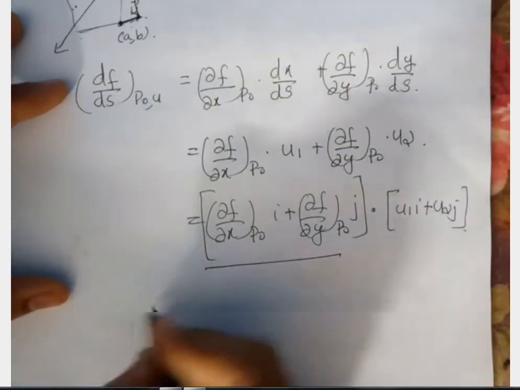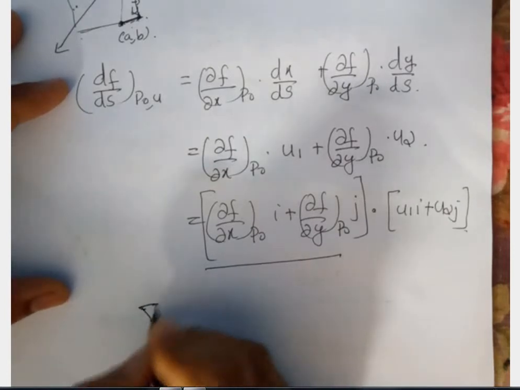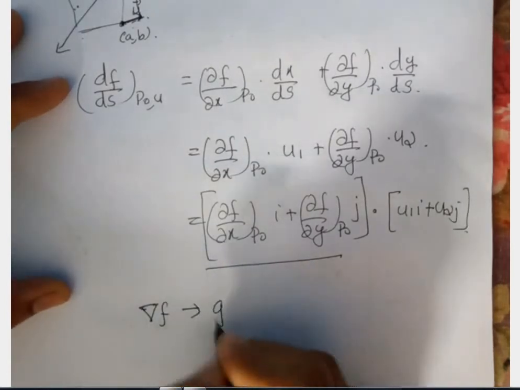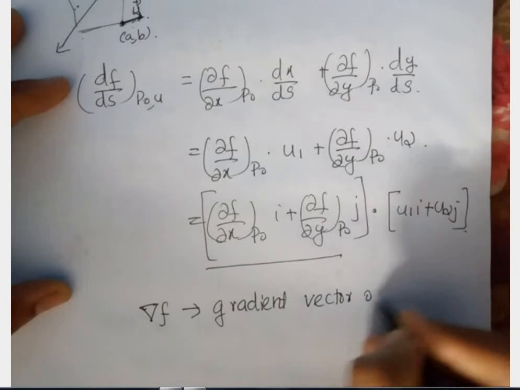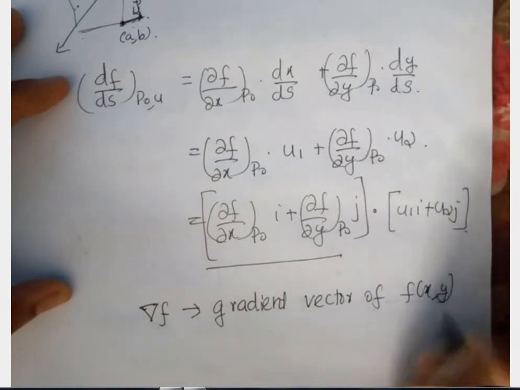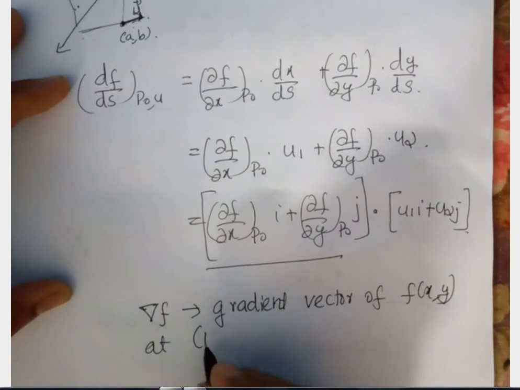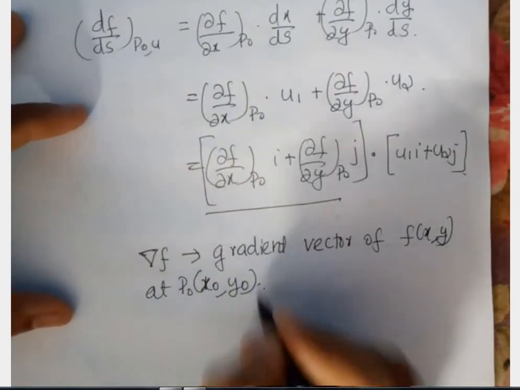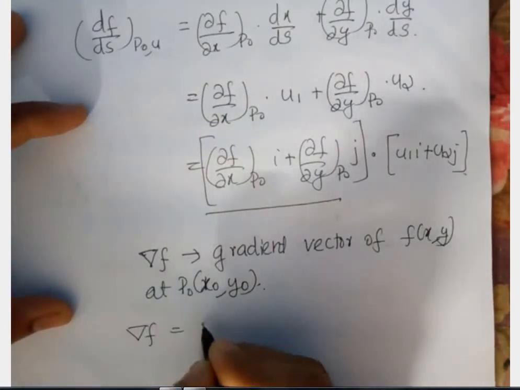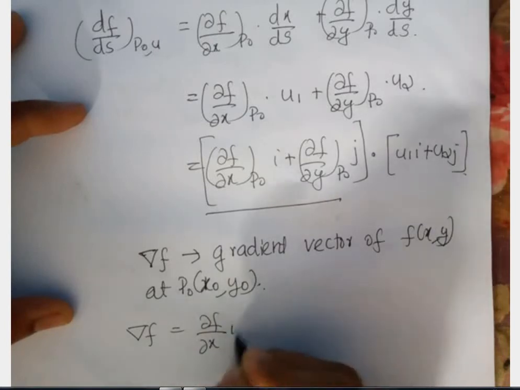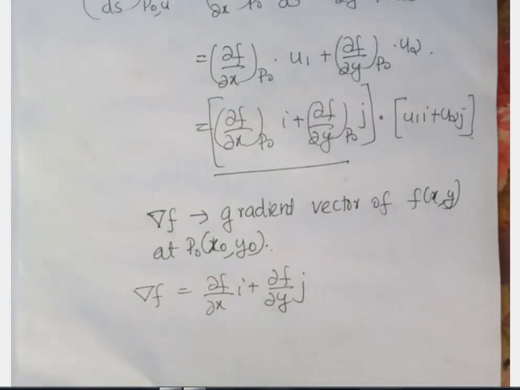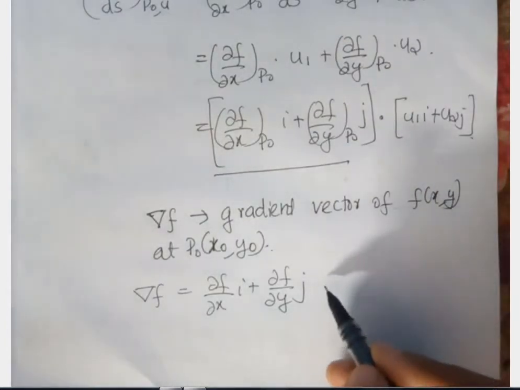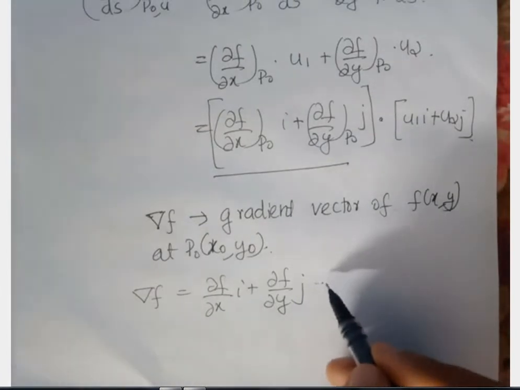What was this definition? What was del f? This is the gradient vector of f of x y at the point P naught, (x naught, y naught). And this del f is defined as ∂f/∂x times i plus ∂f/∂y times j. If the function is f of x y z, then we have to add one more term, plus ∂f/∂z times k.